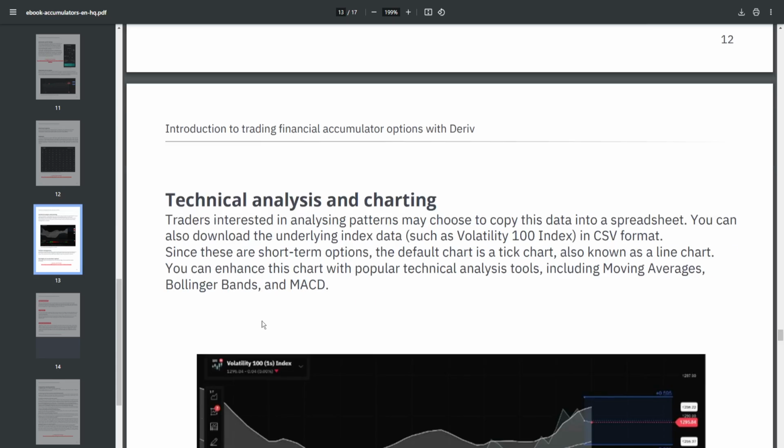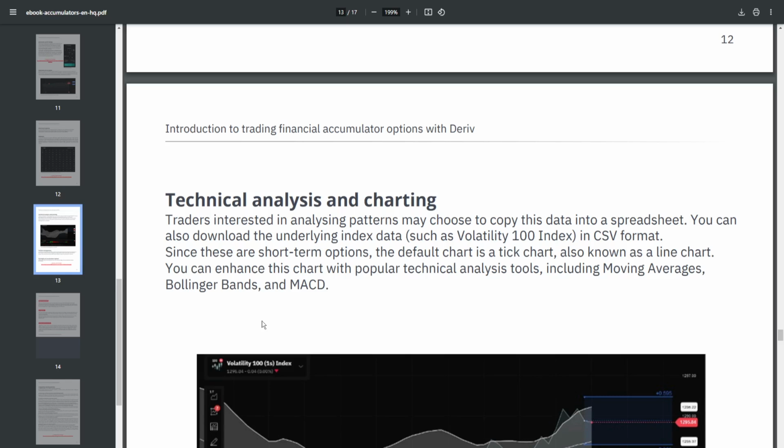Technical analysis and charting in accumulators. How do we do it? Traders interested in analyzing patterns may choose to copy this data into a spreadsheet. So if you want to do more analysis, you can copy the data of your trades into a spreadsheet. Again, we look at this later. You can also download the underlying index data, such as Volatility 100 Index, in CSV format. Since these are short-term options, the default chart is a tick chart, also known as a line chart. So the default chart in accumulators is a line chart. In accumulators, you cannot use the bar charts as in the other options. We can only use the line chart. It is the most preferable when you're trading accumulators.